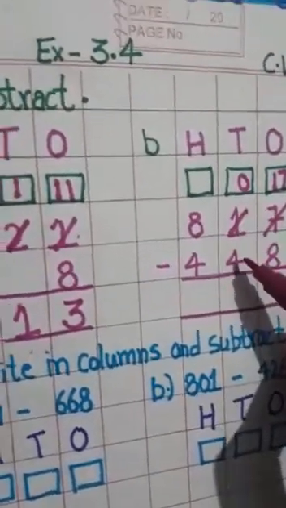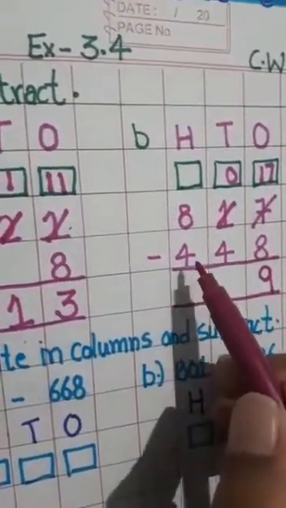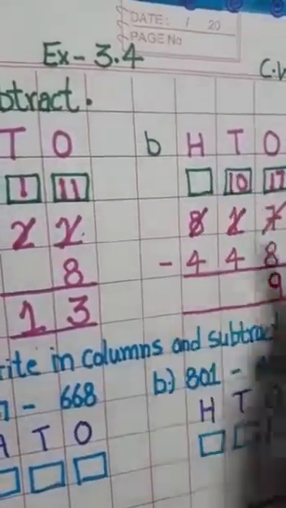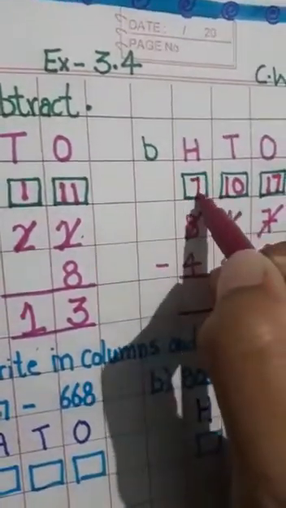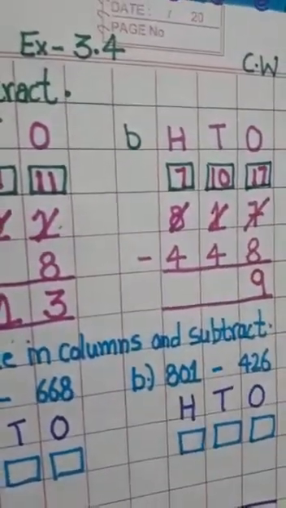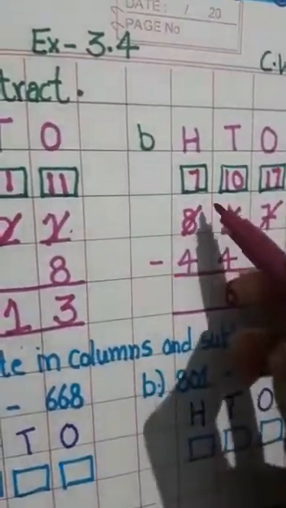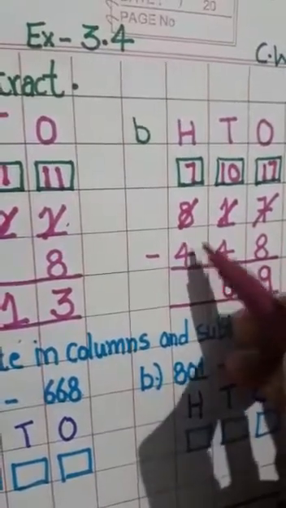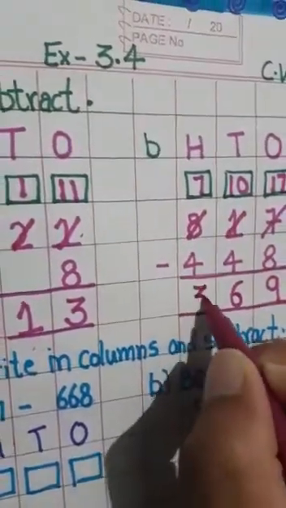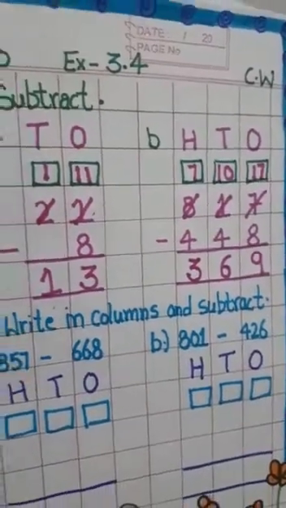No, we can't. Earlier our neighbor was tens, but now our neighbor is hundreds. So we will take 1 from here and it will become 10. And now here is 7. Now we can subtract 4 from 10. 10 minus 4, the answer is 6. And here 7. Now you will not subtract 4 from 8 because now the digit is 7. 7 minus 4 is 3. So here the answer is 369.